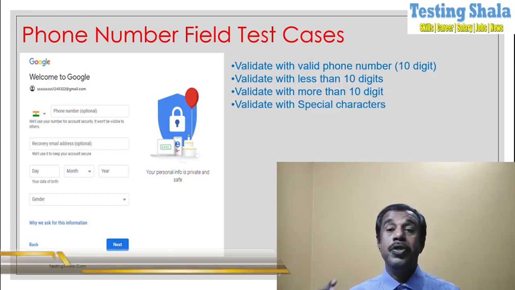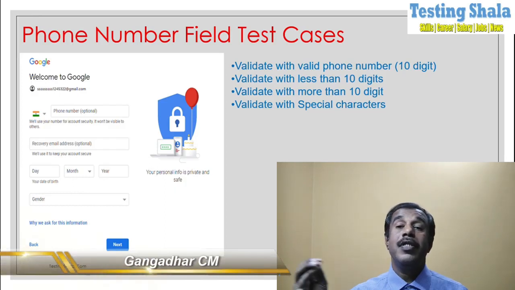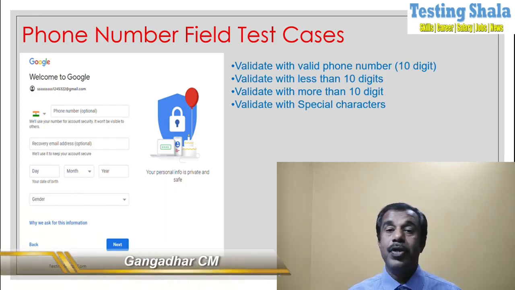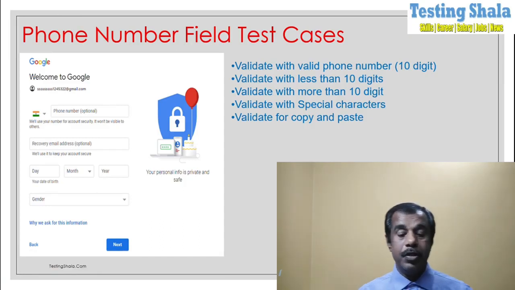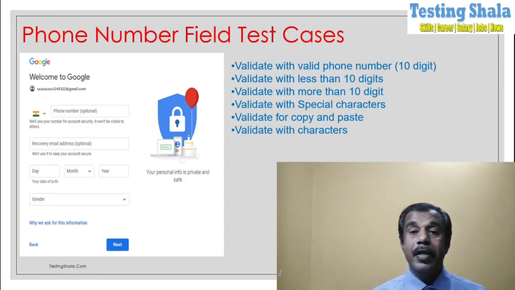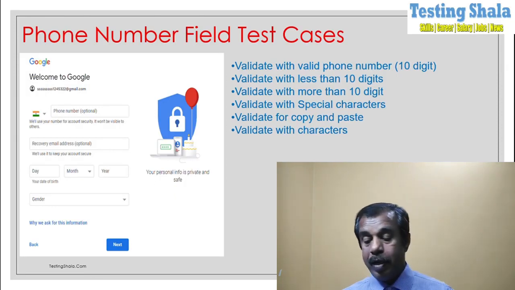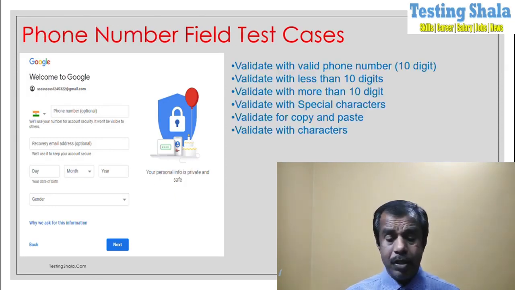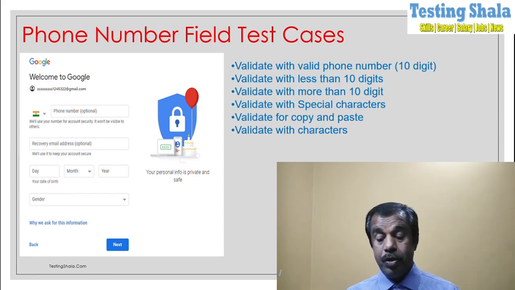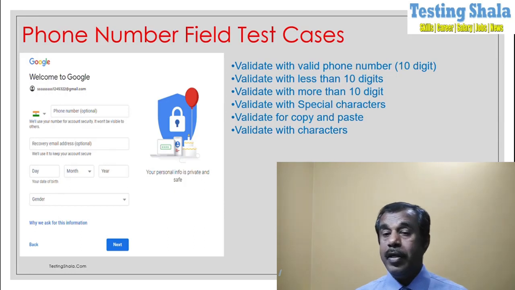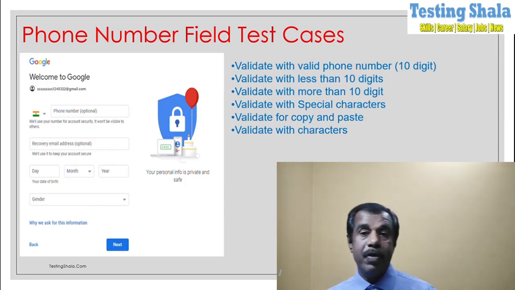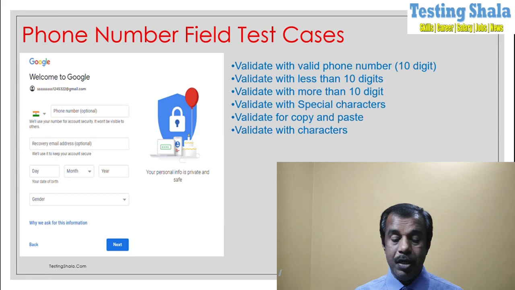Then you try to enter some special characters in place of numbers. Again, it should throw an error message. You cannot enter anything other than numbers. Then also validate copy-pasting from another notepad into this text field, whether it really takes that value or not. Validate with all the characters apart from numbers. You should throw an error message, right? So these are certain test cases you can write for a 10-digit number field for this page.